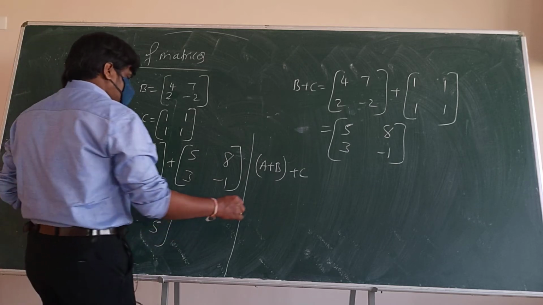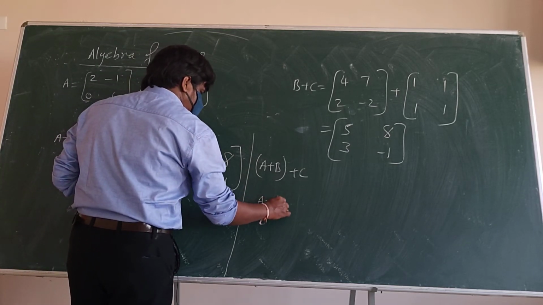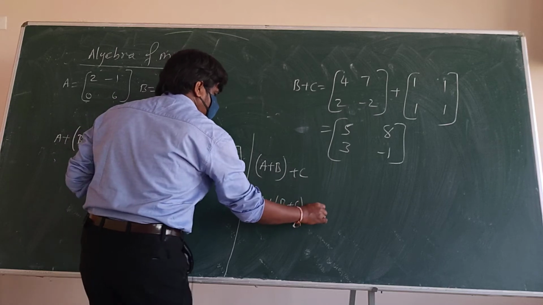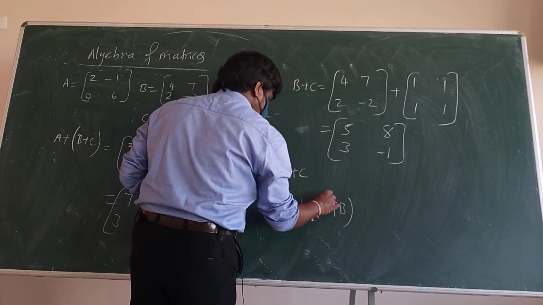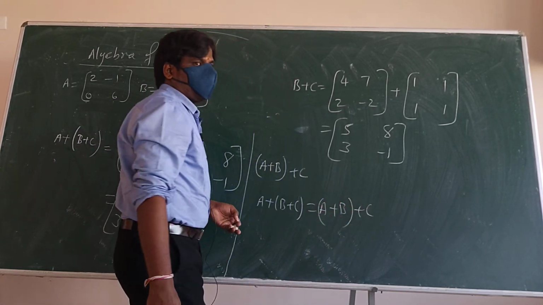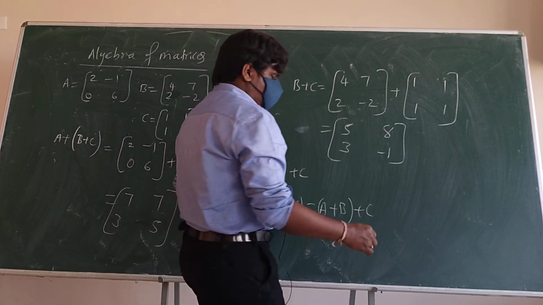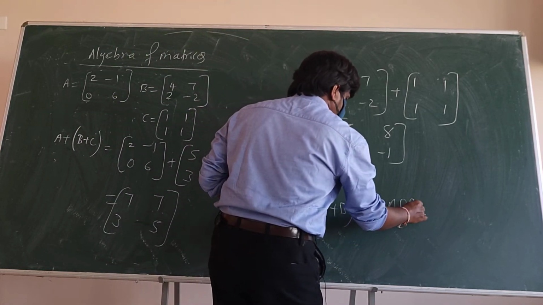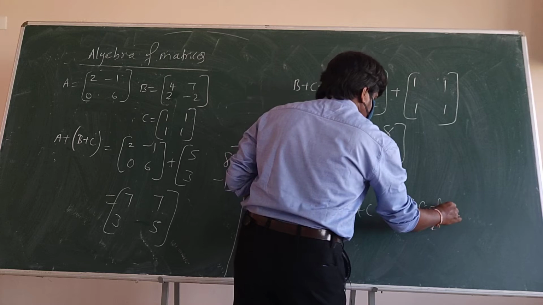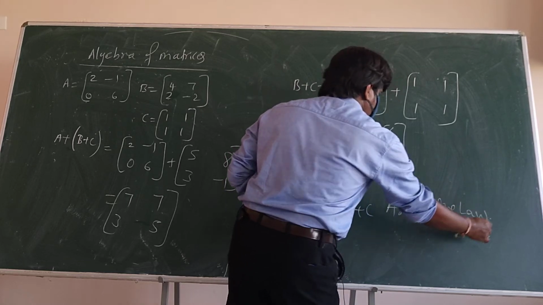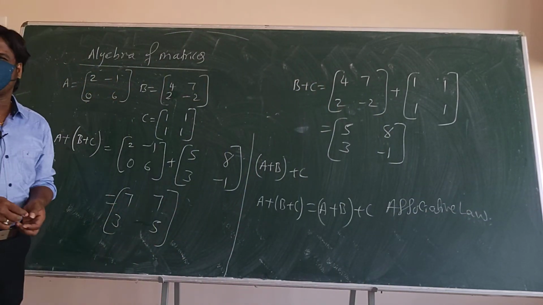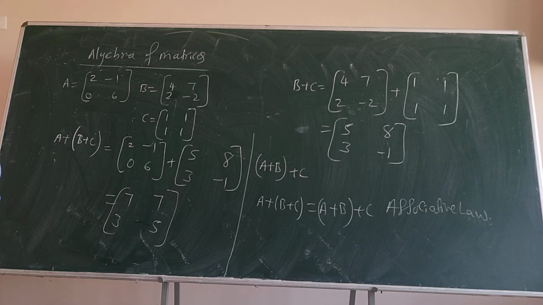So what we can say here, A plus (B plus C) is equal to (A plus B) plus C, and this is called the associative law. So addition holds the associative law. We call this the associative law. Basic concept I am explaining, very basics.